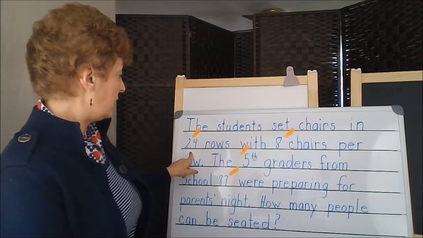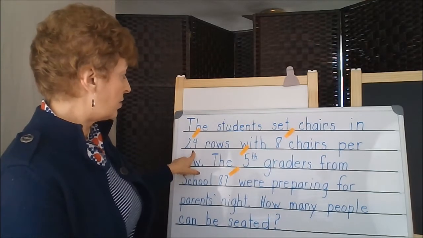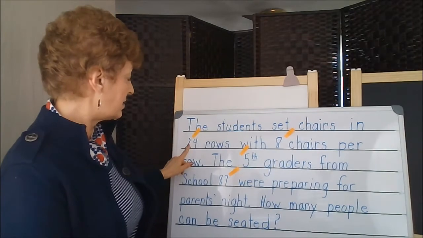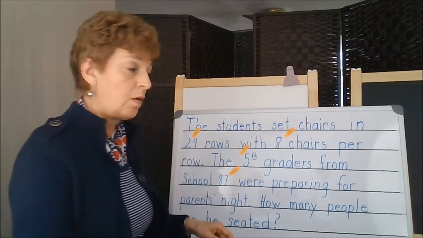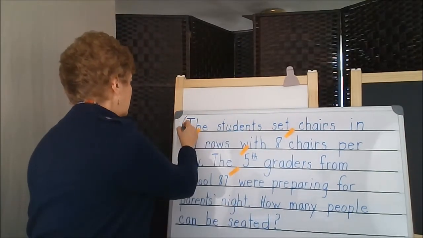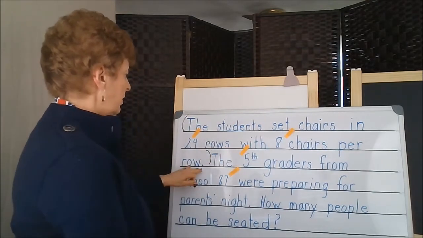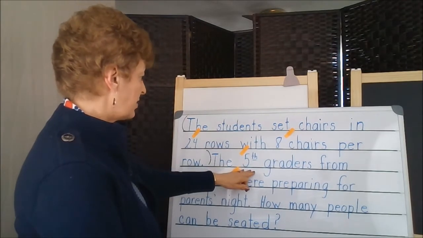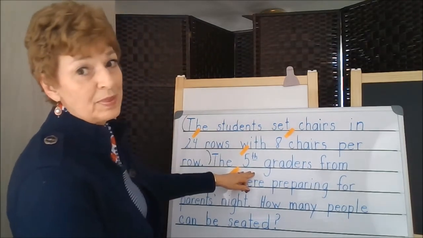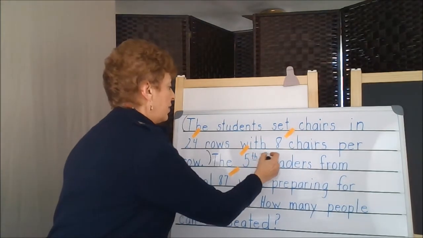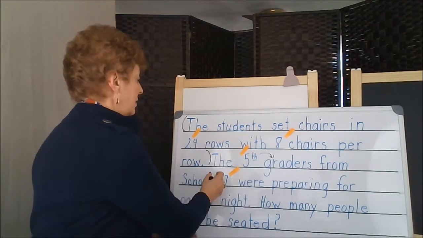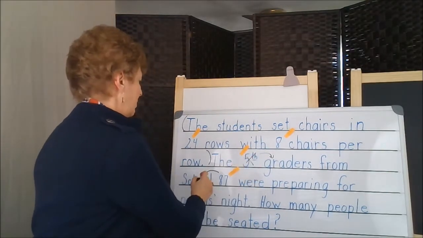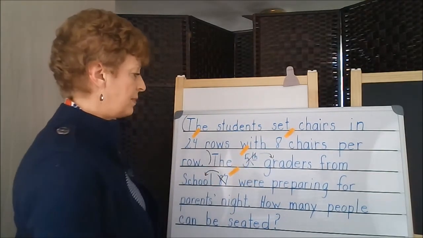The chairs in the 24 rows and the 8 chairs per row is in the same sentence. You can see that this whole sentence includes the two numbers that we were talking about. And this particular sentence has the fifth graders, but that's just really the name of the grade. And this one is the name of the school. So neither of these numbers make a whole lot of difference to the problem itself.